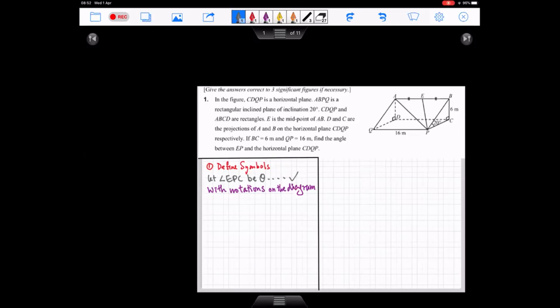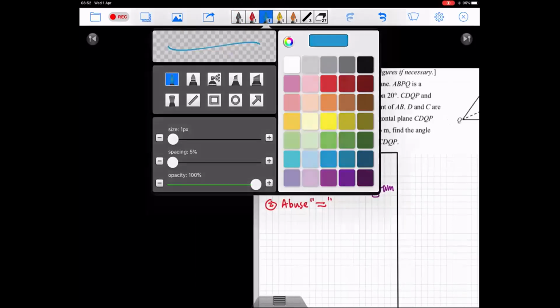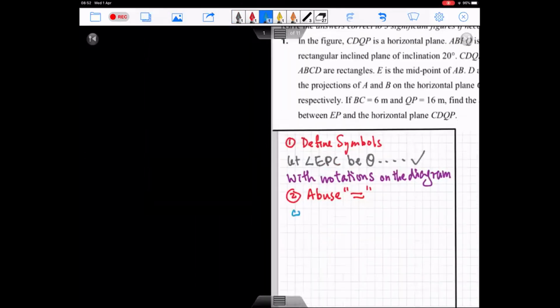So that is the first thing. Define your symbols so that you have proper communication with the marker. That is number one. Now, number two is the abuse of the equal sign. Like I said, there are still some of us who did something like this. She says cosine theta is 0.6 is 53.13 degrees. Some of us still do things like this.